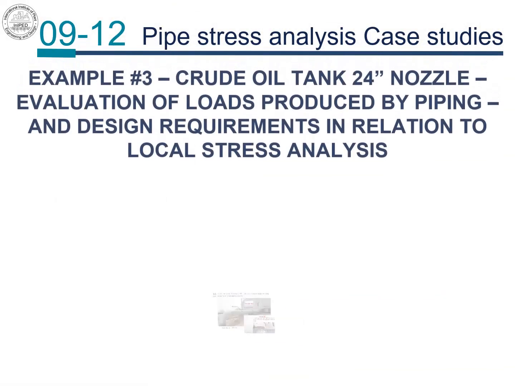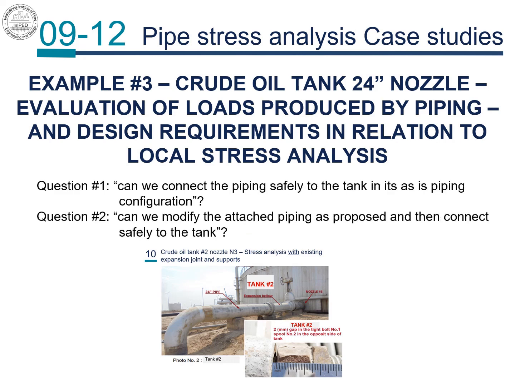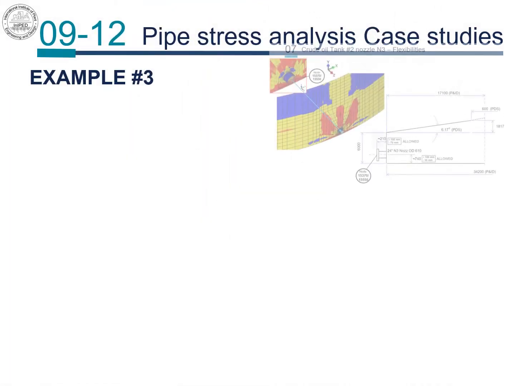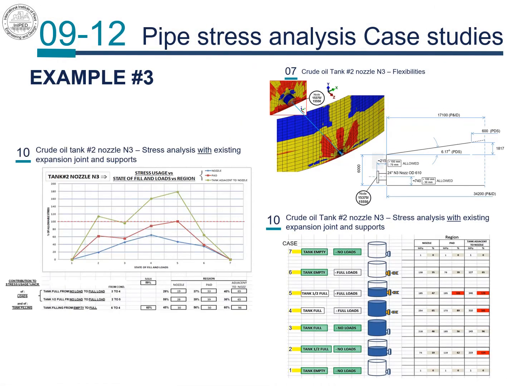Example number 3, crude oil tank 24-inch nozzle. Evaluation of loads produced by piping, and design requirements in relation to local stress analysis. Question number 1: can we connect the piping safely to the tank, in its as-is piping configuration? And question number 2: can we modify the attached piping as proposed and then connect safely to the tank? Nozzle flexibilities, stress analysis cases, stress analysis overview summary.